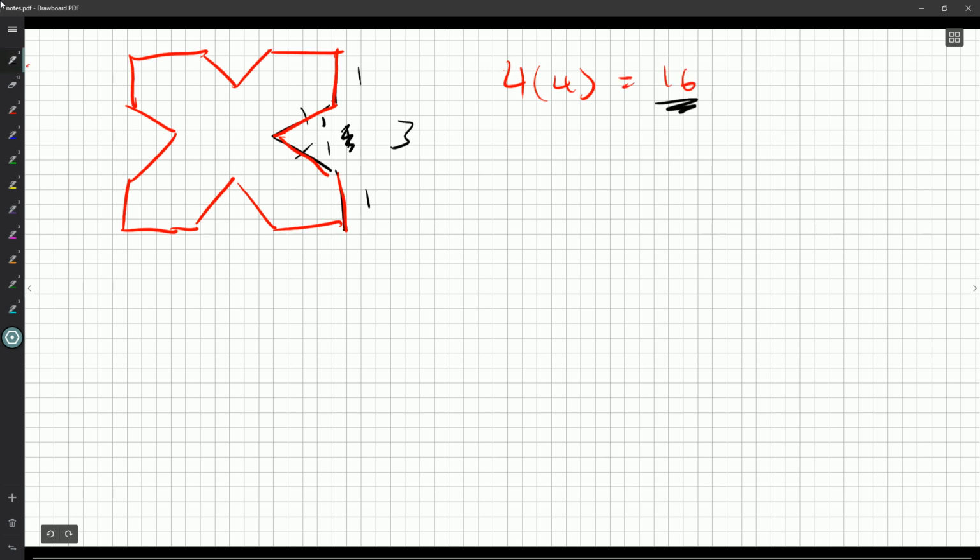It's a light bulb question, so we just need to write perimeter. But if you want to show a little work, you could even just number all of these if you want. Okay, and that would be perfectly fine. We get 16 for our perimeter.